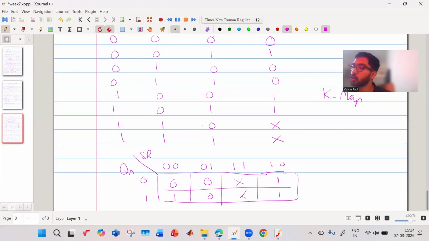So now we have to find the K-map representation of this. What do we do? We can combine this, right? We can combine this and we can combine this here, right? So we get Qn plus 1 is equal to S, plus the second one, which is Qn and R bar. Okay, so this is the equation for the SR flip-flop. From the truth table, we found the characteristic equation of the SR flip-flop.